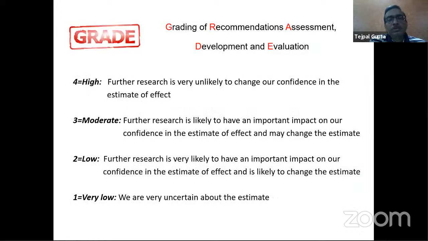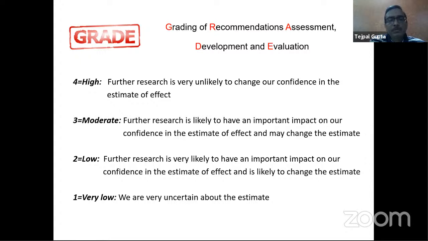We talked about risk of bias. Cochrane collaboration has also developed something known as the GRADE recommendation, which is Grading of Recommendations, Assessment, Development, and Evaluation. So this is categorized into four categories. One is very low, which is we are very uncertain about the estimate. Two is low: further research is very likely to have an important impact on our confidence in the estimate of effect and likely to change the estimate. Three is moderate: further research is likely to have an important impact on our confidence in the estimate of the effect and may change the estimate.